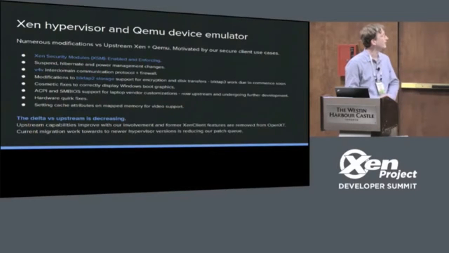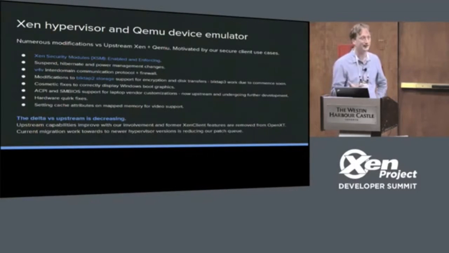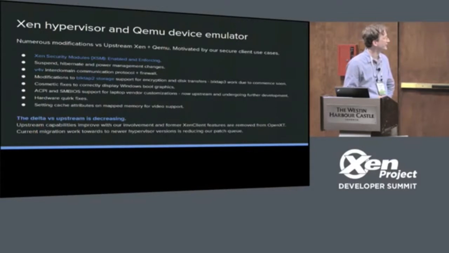We've got a few minor modifications to BlockTap2 to add support for encryption and the disk transfer technology that we have. Those will be revised and applied to BlockTap3 in the near future. We've got some cosmetic fixes to the Windows boot graphics, not the kind of thing that's a high priority to upstream, but it's nice to have for OpenXT users. So they're not necessarily things that are obvious candidates for upstreaming, but where they are, there has been work to do so.